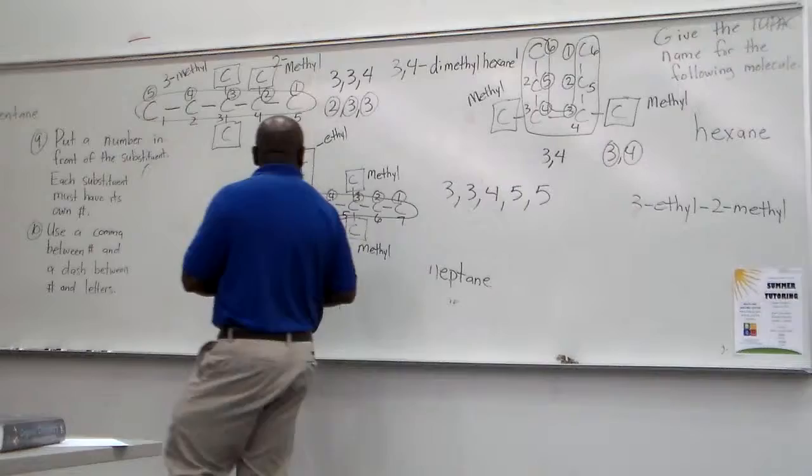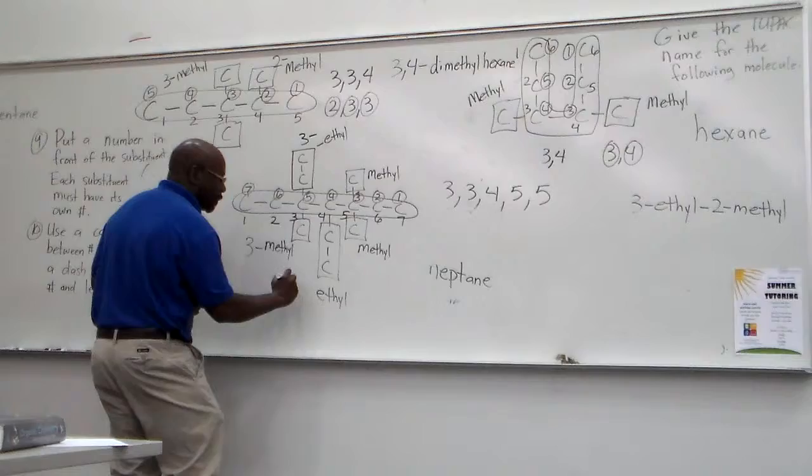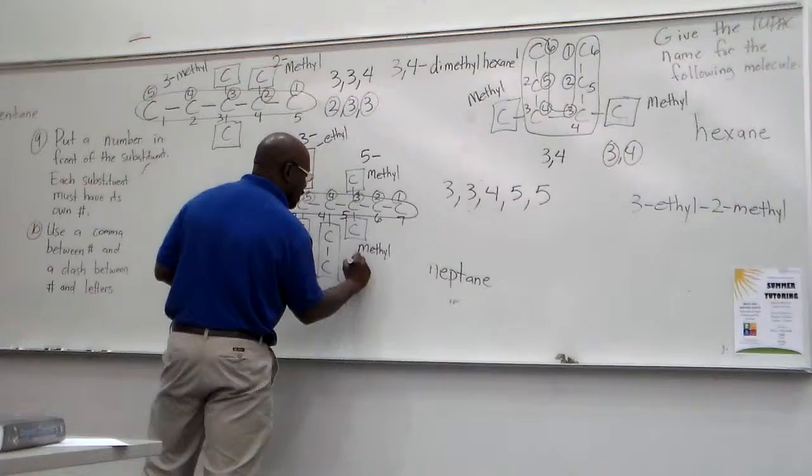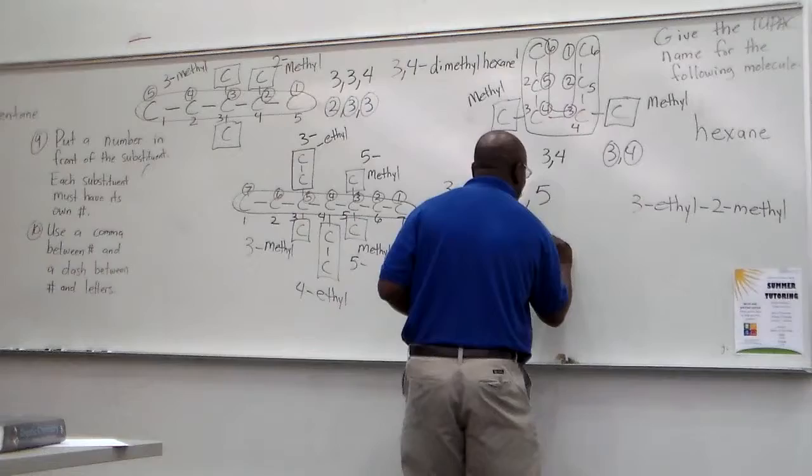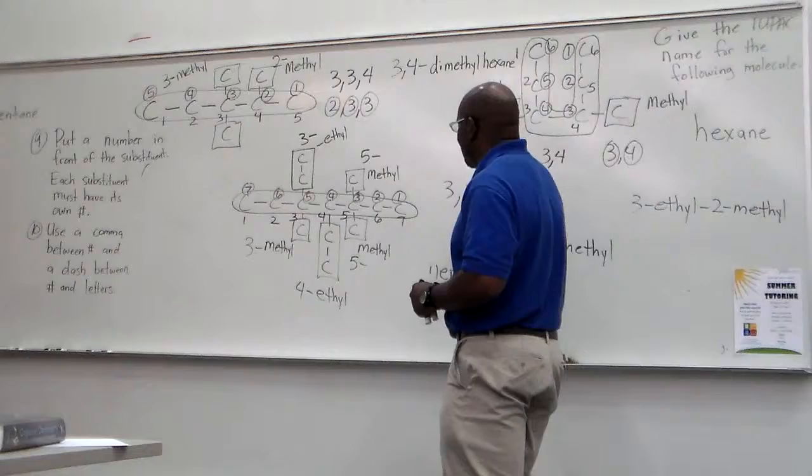So we call this 3-methyl, 3-ethyl, 4-ethyl, 5-methyl, and 5-methyl. Do we have two or more of the same types? Yes, we have methyls. How many methyls do we have? Three. We got trimethyl, and we'll put the numbers of all three methyls next to each other. So we have 3, 5, 5.